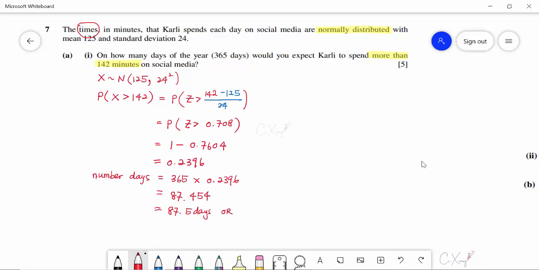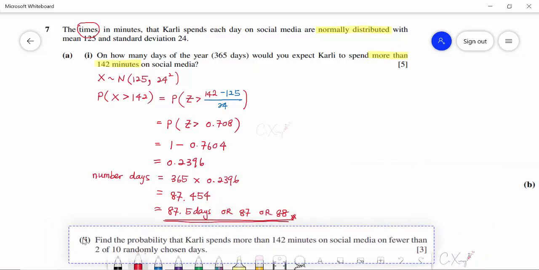You can write it as 87 or 88. I think the marking scheme will accept all. If you think that the number of days should be a whole number, then you can write it as 87 or 88. So this one is actually the 3 significant figure answer. This is what we have for part A, number 1. Again, the X here is the time spent on social media. Let's go to question number 2, part number 2.